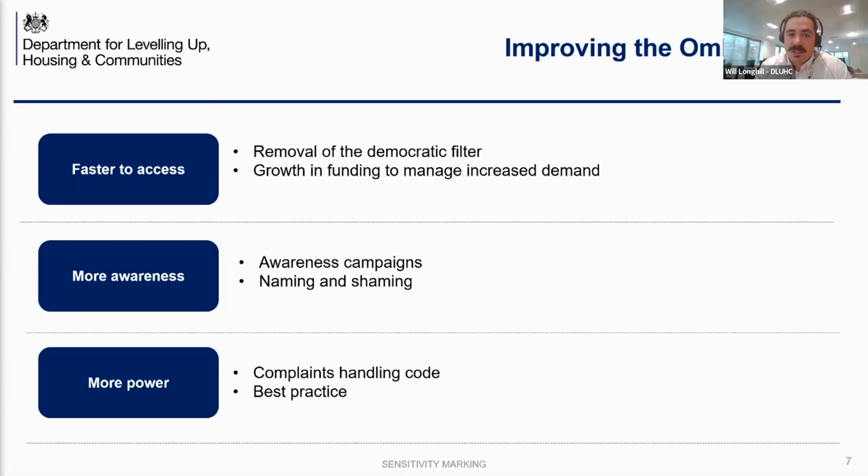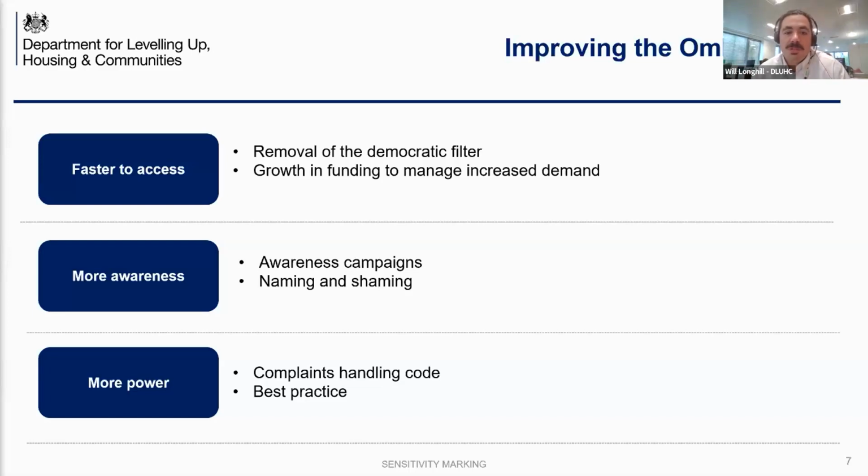As I said, we're trying to increase awareness of the Ombudsman, not just through government communication campaigns. We spent £2 million earlier this year on comms, but also through more public naming and shaming of landlords who the Ombudsman finds to have behaved badly. So the Secretary of State has been writing to landlords, but also making it very public when he's done so, to make it clear that it's not acceptable to treat residents in the way that they do in some of the cases the Ombudsman has found.